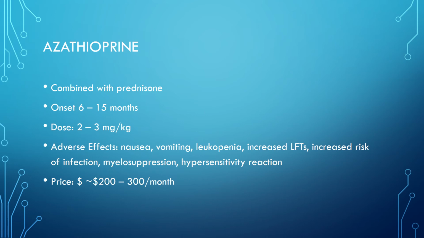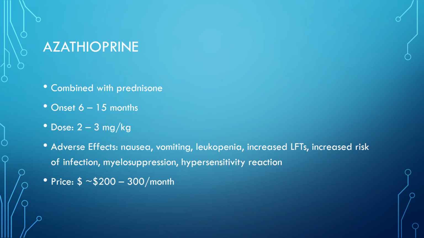We see an onset of 6 to 15 months. So what happens is we'll give prednisone to bridge to the effect of azathioprine, and we'll keep them on both. And then we'll titrate the prednisone or the prednisolone down to the lowest possible dose. Azathioprine is dosed at about 2 to 3 mg per kg. It's about $200 to $300 per month.